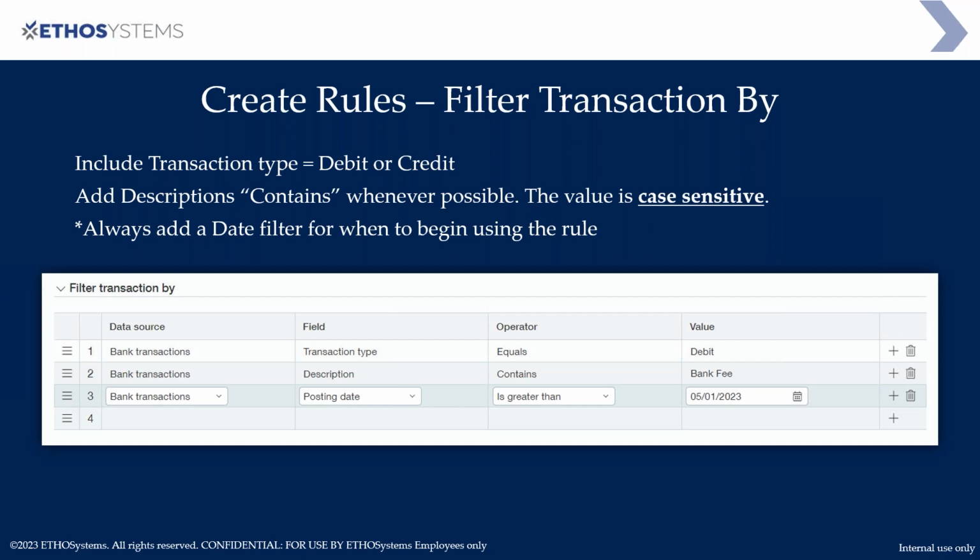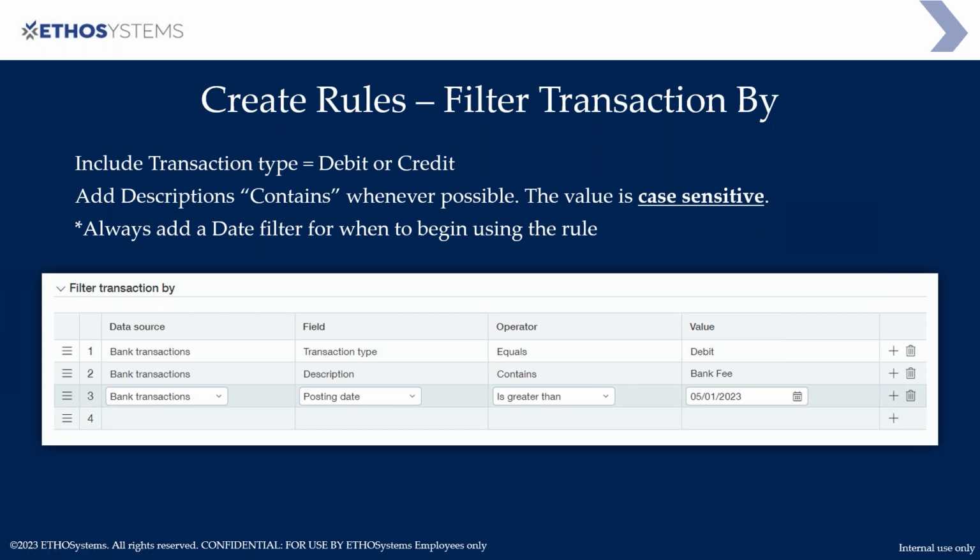Whenever you use the word contains in the description, it is case sensitive. So if they're doing all uppercase, it's got to be all uppercase. If it's lowercase, it's got to be lowercase. That's a major aspect. So if the bank changes all of a sudden and your bank rules are not working, that's the first thing I would look at. And then always add a date filter when you start using the rules.